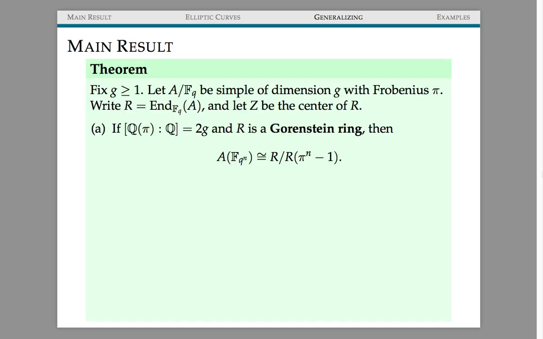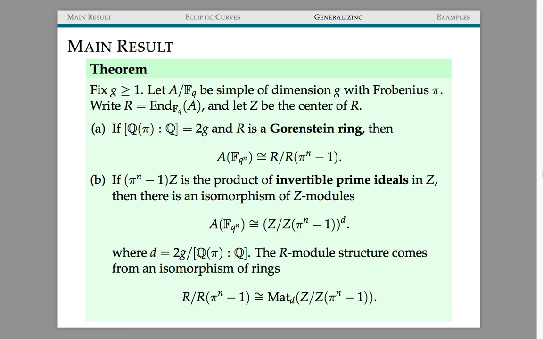With this in mind, here's a way to generalize Lenstra's theorem. If we fix a dimension and we look at a simple abelian variety over a finite field of that dimension with Frobenius pi, endomorphism ring R, and center Z, then in the commutative case, which is to say when the number field Q(pi) has degree 2g over Q, and if R is a Gorenstein ring, which is a nice commutative algebra property, then the group of rational points as a module over R is isomorphic to R mod R pi to the n minus 1, which looks just the same as Lenstra's theorem.